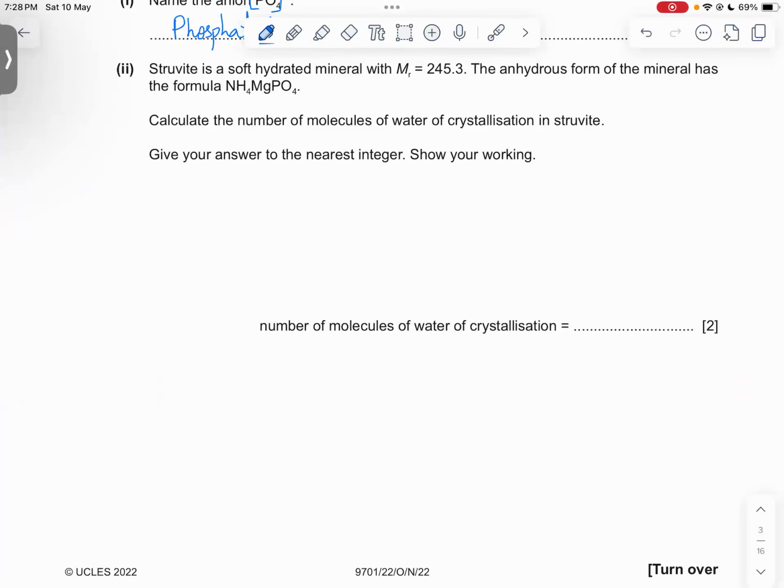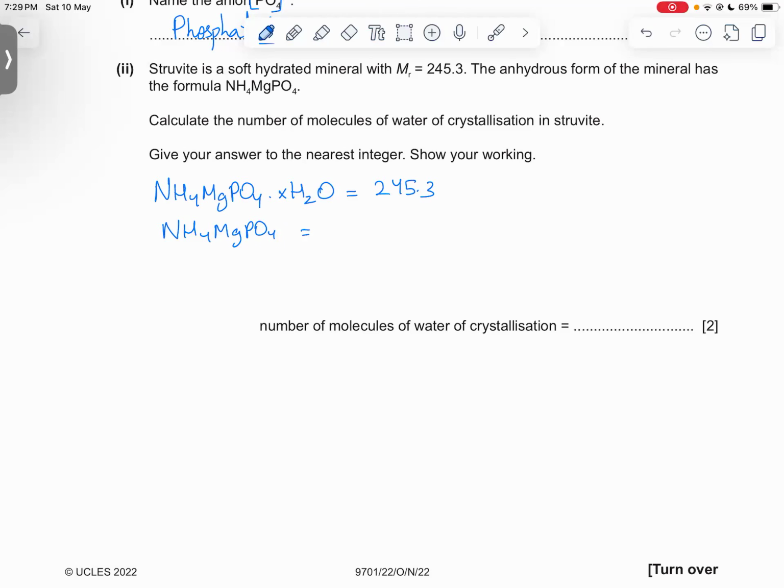Okay, next question. Struvite is a soft hydrated mineral with Mr 245.3. The anhydrous form of the mineral has the formula NH4MgPO4. Calculate the number of molecules of water of crystallization in struvite. Now the thing is, they've told us that struvite is NH4MgPO4 dot XH2O, and the mass of this is a total of 245.3, right? So if I know the mass of NH4MgPO4, I can start working things out.